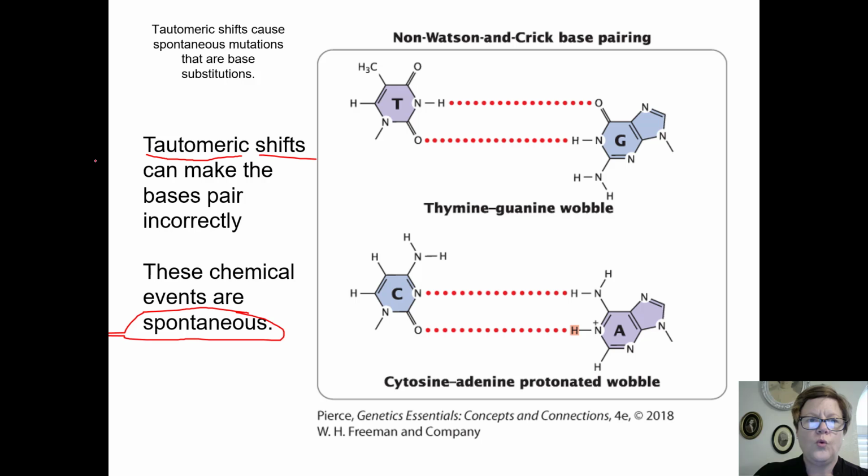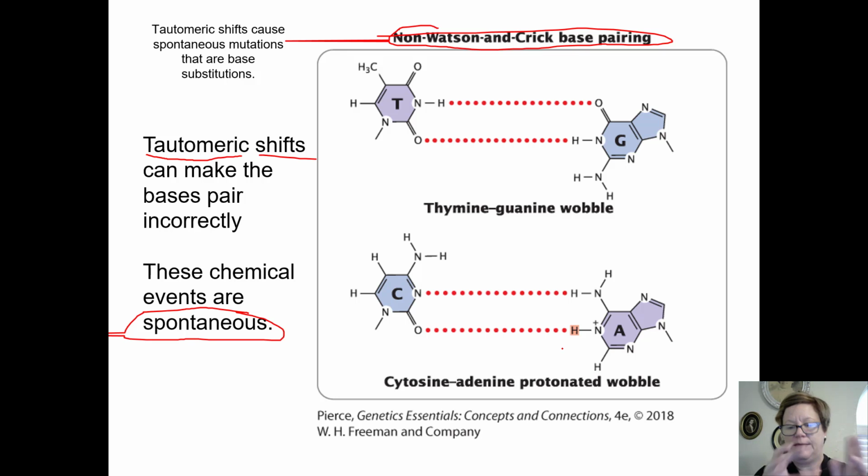Okay? And so you can have one form or you can have a slightly different form, and those are called tautomers. When a nitrogenous base does one of these little shifts, it can lead to what we call non-Watson and Crick base pairing. In other words, instead of T bonding to A, you have T bonding to G. Or when you should have C bonding to G, in this case you have C bonding to A. So it's the wrong pairing.